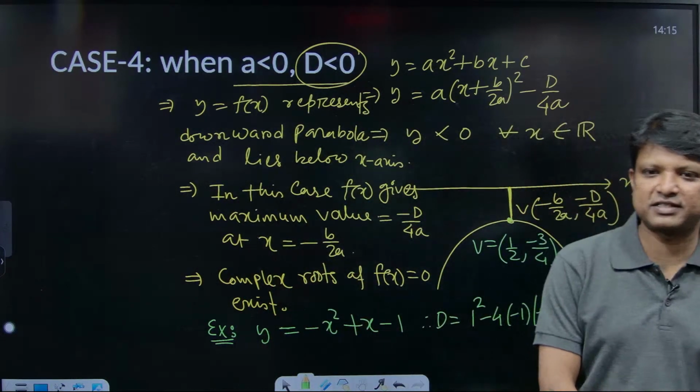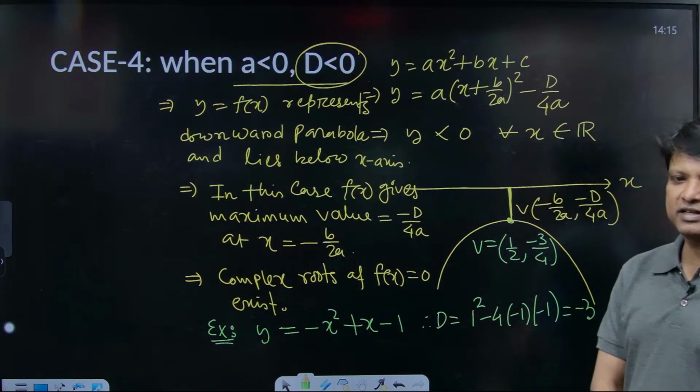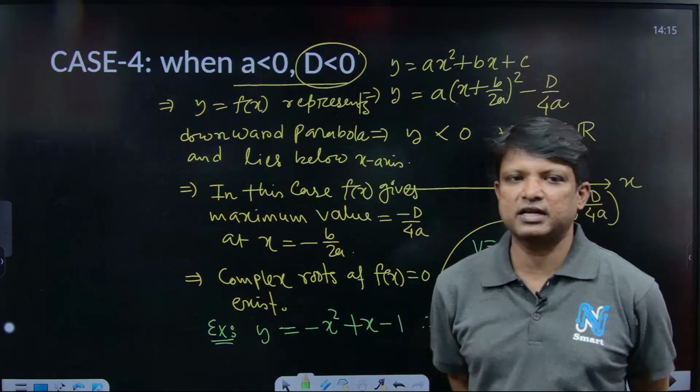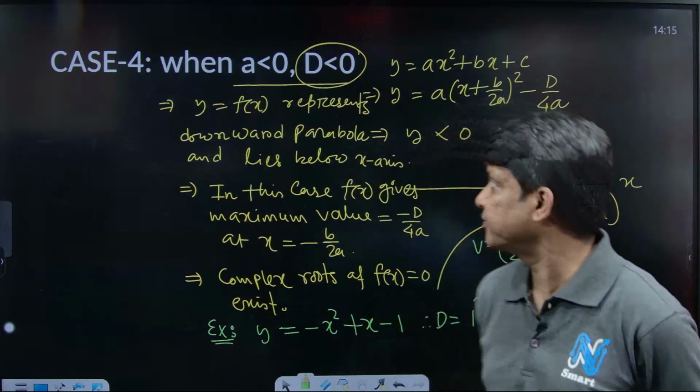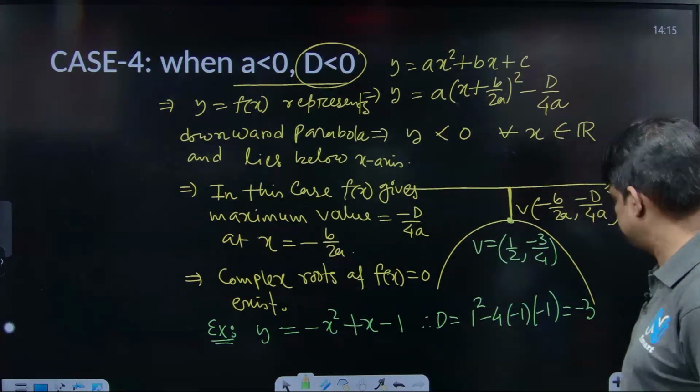Clear? That is the fourth condition: when D is negative for a quadratic expression and A is also negative. Clear? Understood?